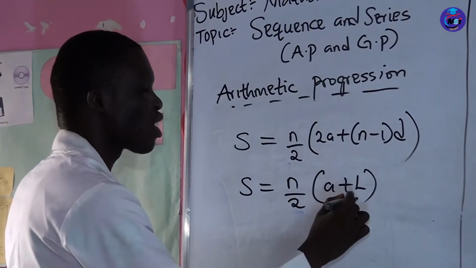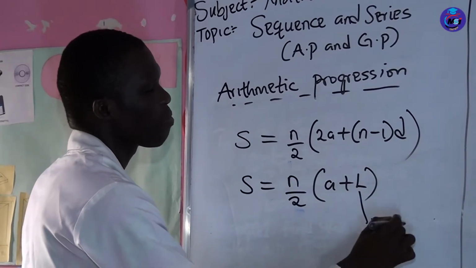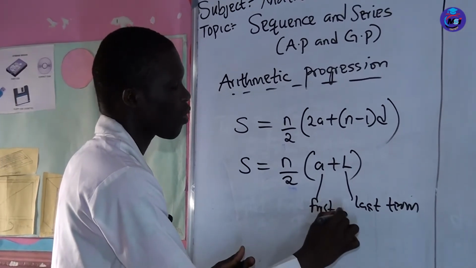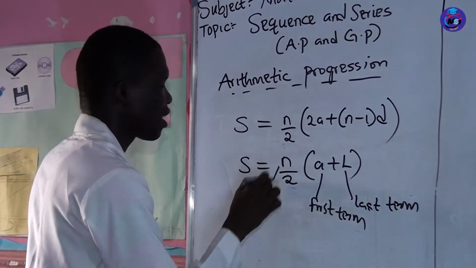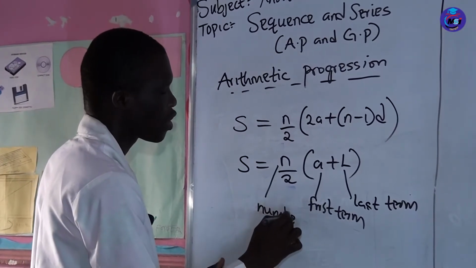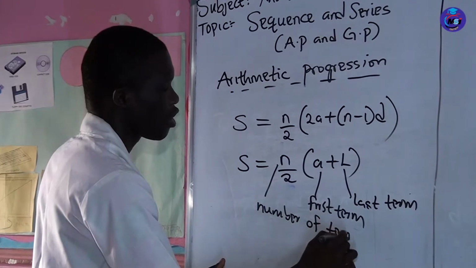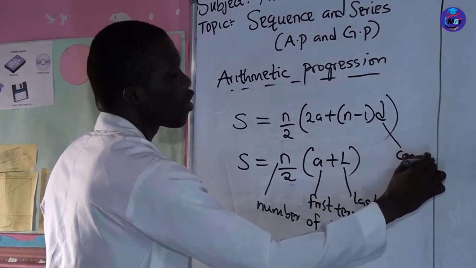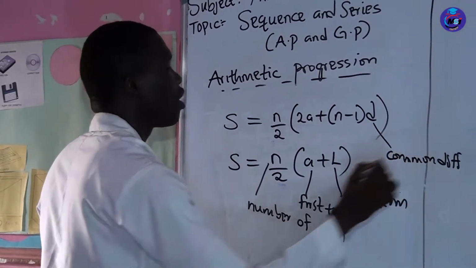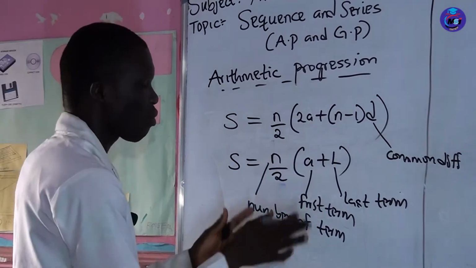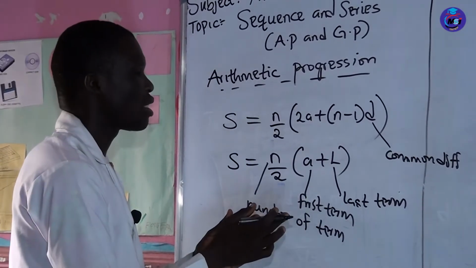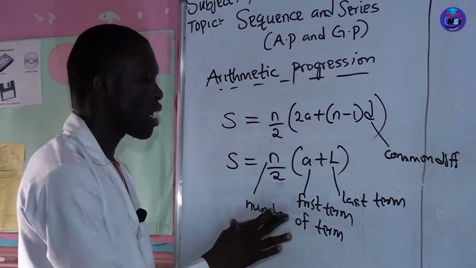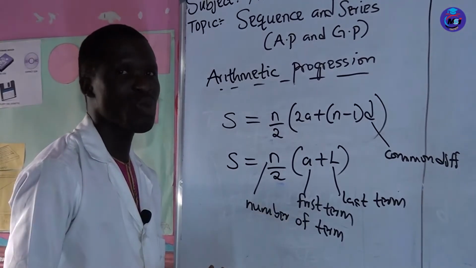You know what L is? L is the last term, a is the first term, n is the number of terms, and d is the common difference. The same thing is applicable here. Now let me give you an example of where to apply this formula and where to apply the other formula. That's the next thing we want to do.